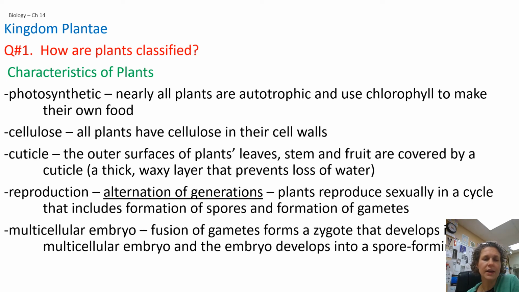And then they do produce a multicellular embryo, and this is typically the fusion of the gametes, just like normal, forming the zygote, and then the zygote develops into this multicellular embryo through cellular reproduction, like mitosis, and then the embryo develops into a spore-forming fruit, basically. And so you have different things, and then those spores, of course, can develop into what we know as seeds.